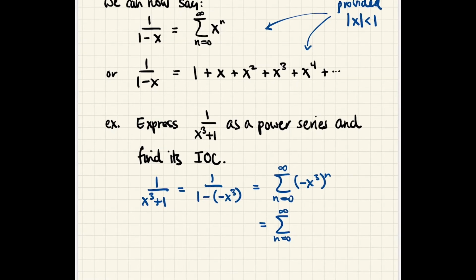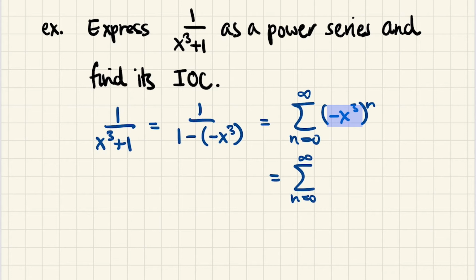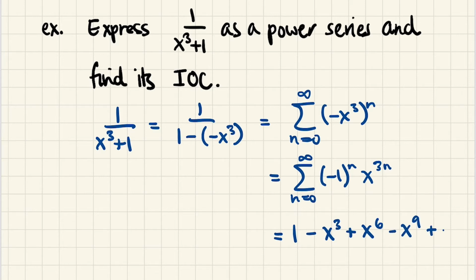Okay. Well, it's always a good practice when you have a bunch of stuff raised to the n in the context of series to distribute that exponent. So what we really want to write here is negative 1 to the n, x to the 3n. And if you wanted the terms of this series, we could see that plugging n equals 0 in, we get 1 minus x cubed plus x to the 6 minus x to the 9 plus etc. Okay, so this here in sigma notation is a power series for this function right here. And of course, these are the terms of that power series written out.